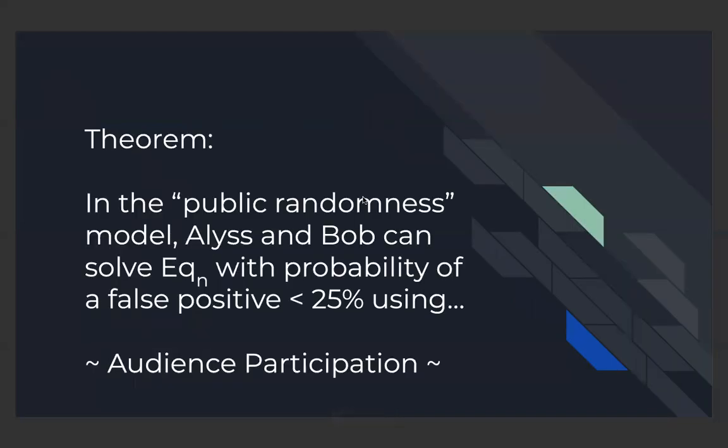And the theorem: in the public randomness model, which is what this is called, Alice and Bob can solve equality on n with probability of false positive less than 25% using, and now it's audience participation time, how many bits do you think they can do it in? I'll give people a chance to say things in chat or to otherwise indicate their answer, but how efficiently do you think we can do this? The answer may surprise you.